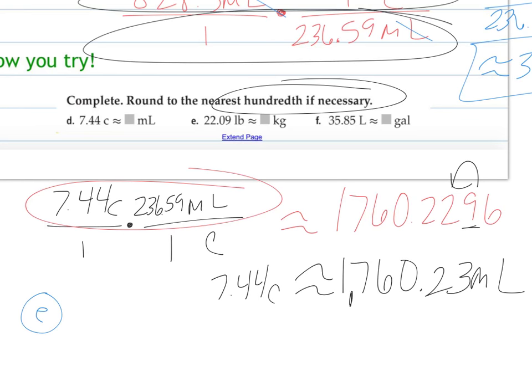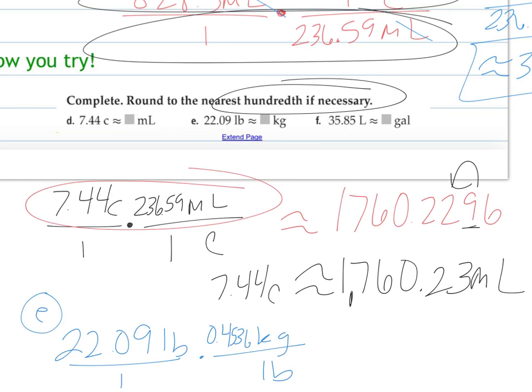E was 22 and 9 tenths of a pound. Trying to get that to kilograms. Based on the chart, the equivalent is like this per 1 pound. So I multiply across and get approximately, rounding to the hundredths, would just be 10.02 kilograms.